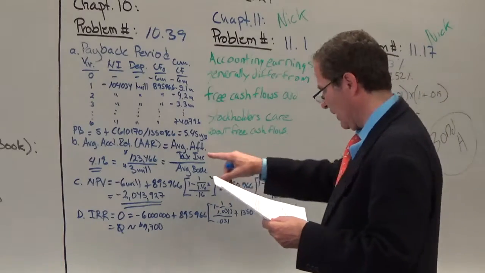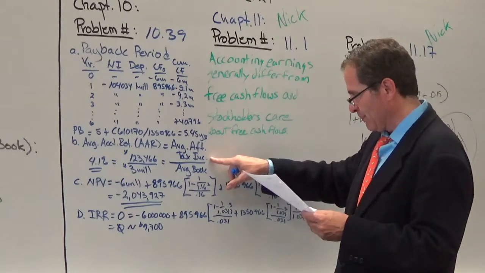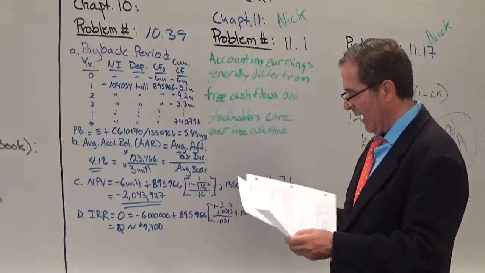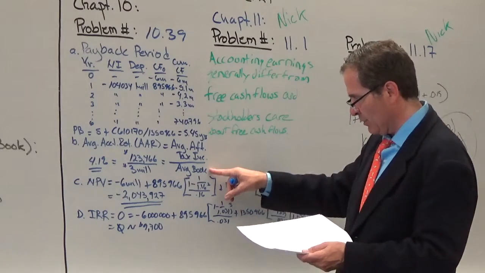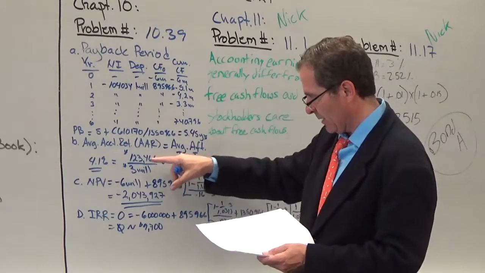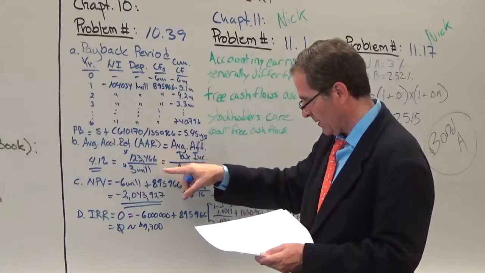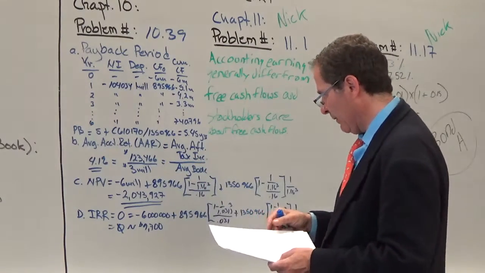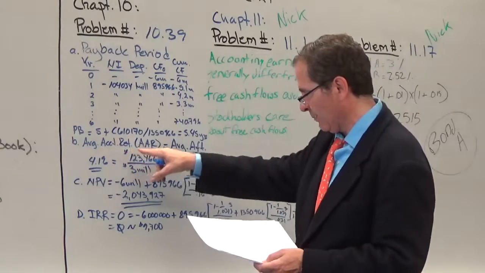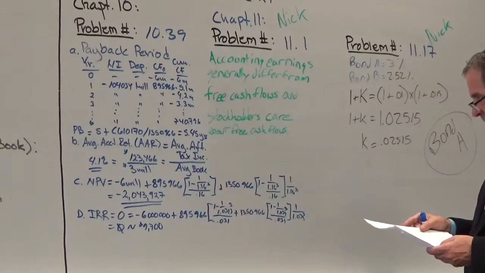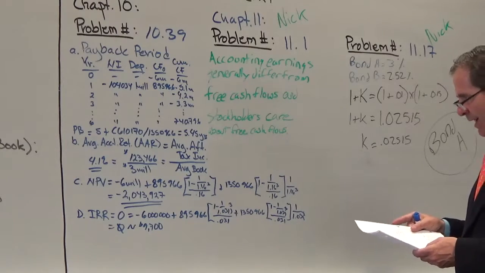So what you're going to do is take the after-tax income, which it gives you, so you can just take the average of that, divided by the average book value. So the average after-tax income is $123,466, divided by the average book value of $3 million, and that's going to give us an average accounting rate of return of 4.1%. Then it asks us to calculate the net present value.